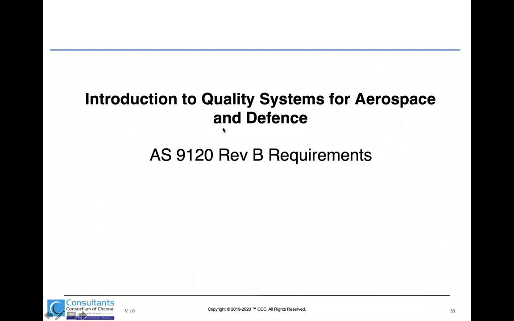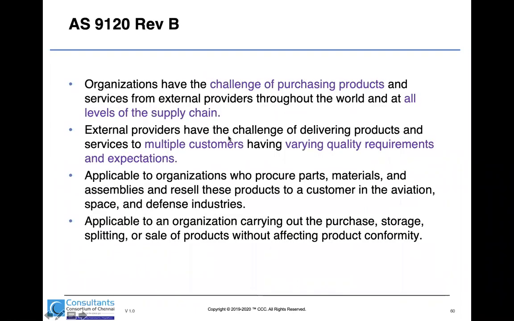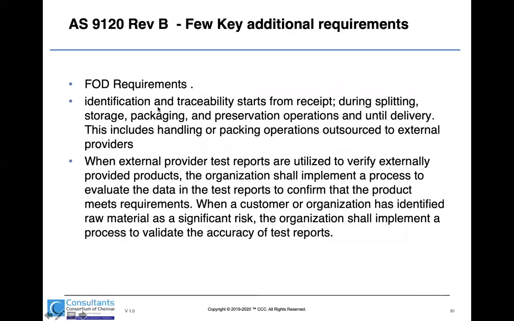9120 is the standard for stockists, resellers and distributors. They have some more additional requirements in addition to this. It is applicable to people who procure products, do some assembly and resell the product, right? For them it is applicable. Whatever activity you do, storage, splitting, packaging, preservation, anything as a dealer or distributor, this is applicable. So here FOD controls are very crucial, and how you are going to deal with the COC.